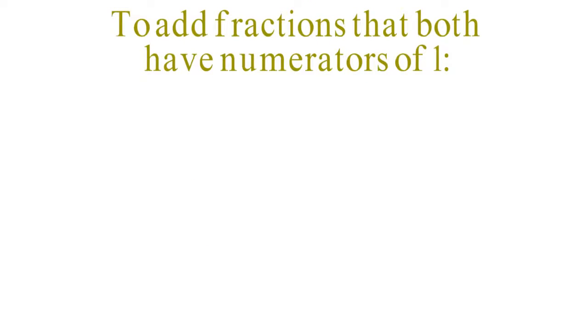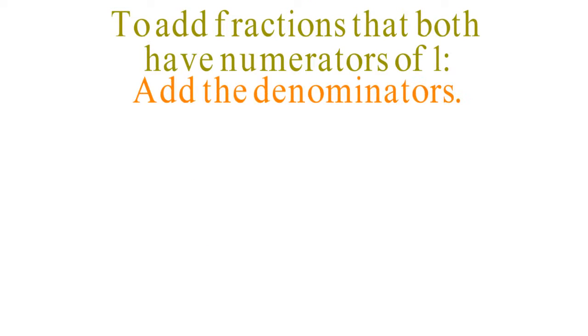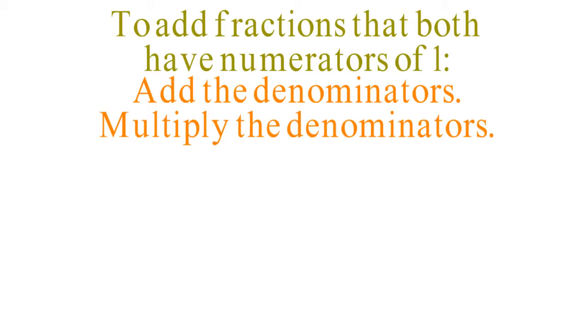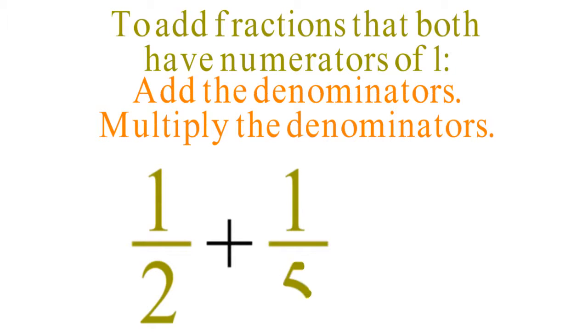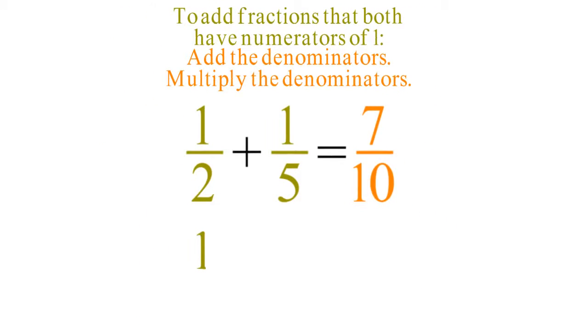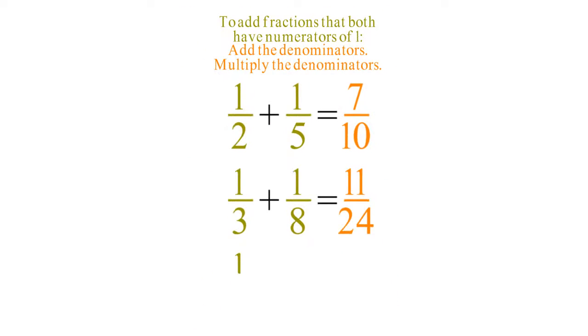Finally, to add fractions that both have numerators of 1, add the denominators to find the numerator of the answer, and multiply the denominators to find the denominator. For example, to add 1/2 plus 1/5, add 2 plus 5 equals 7, and multiply 2 times 5 equals 10. Similarly, 1/3 plus 1/8 equals 11/24, and 1/9 plus 1/10 equals 19/90.